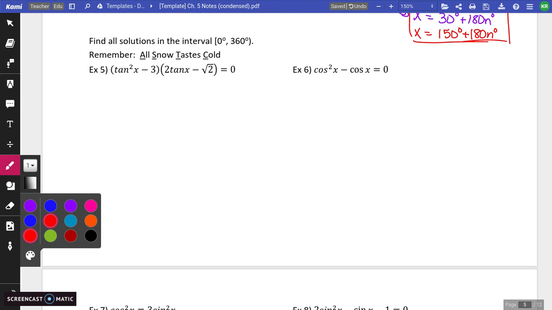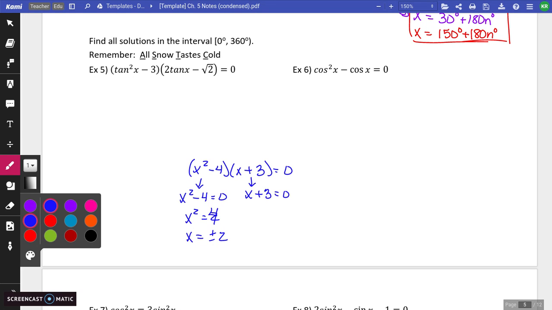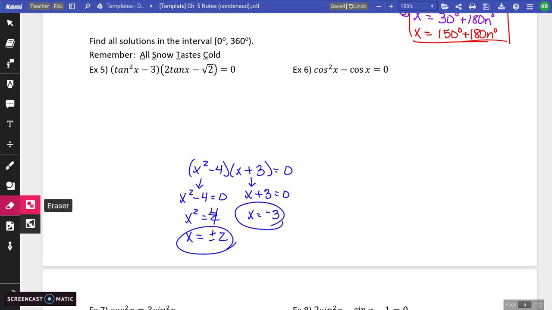Now we get to 5 and 6, which are a little bit more complicated. With number 5, notice that this is in factored form. You might liken it to where we've solved other polynomials. So let's just say this is something like x squared minus 4 times x plus 3. For solving that, you put each of your factors equal to 0, and then you can solve. So square root both sides, x equals plus or minus 2. For this one, x plus 3 equals 0. Solve it, x equals negative 3.